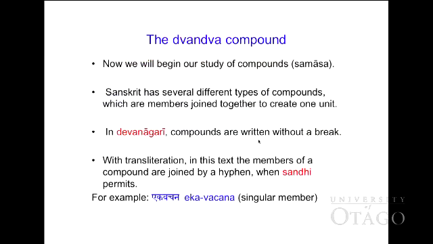Now let's start the Dvandva compound, the first compound. We will begin our study of compounds, or samasa. Sanskrit has several different types of compounds, which are members joined together to create one unit. In Devanagari, compounds are written without a break. With transliteration in this text, the members of a compound are joined by a hyphen when Sanskrit so permits. You see from the example, eka-vachana, but in Devanagari it is put in one word, ekavachana, singular number. Eka means singular.